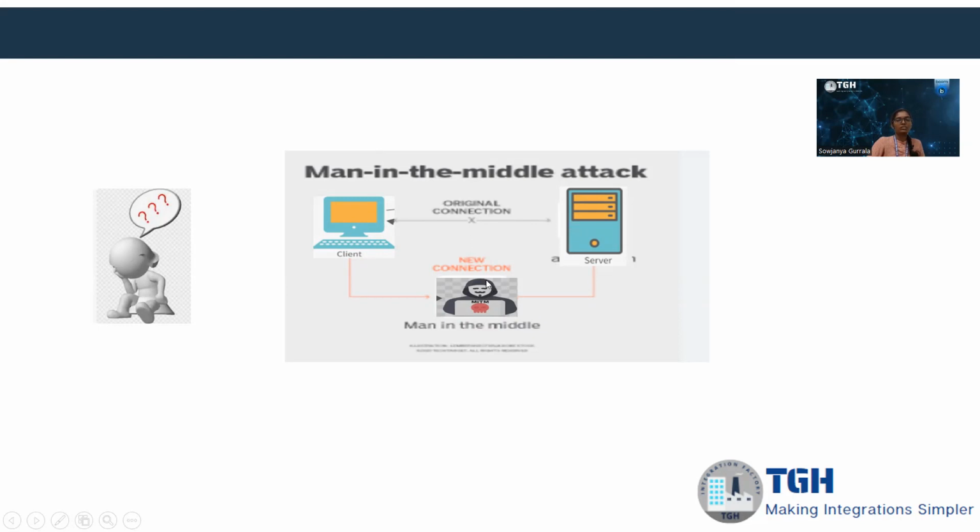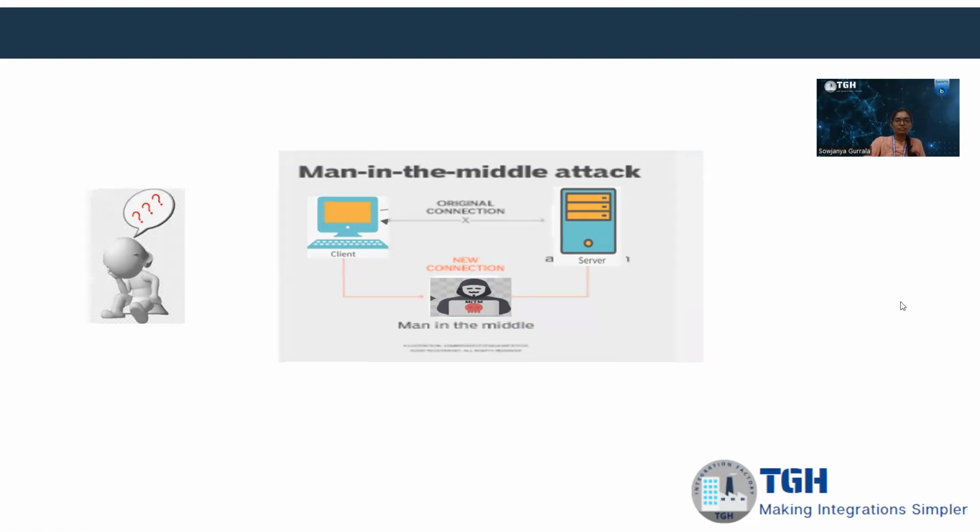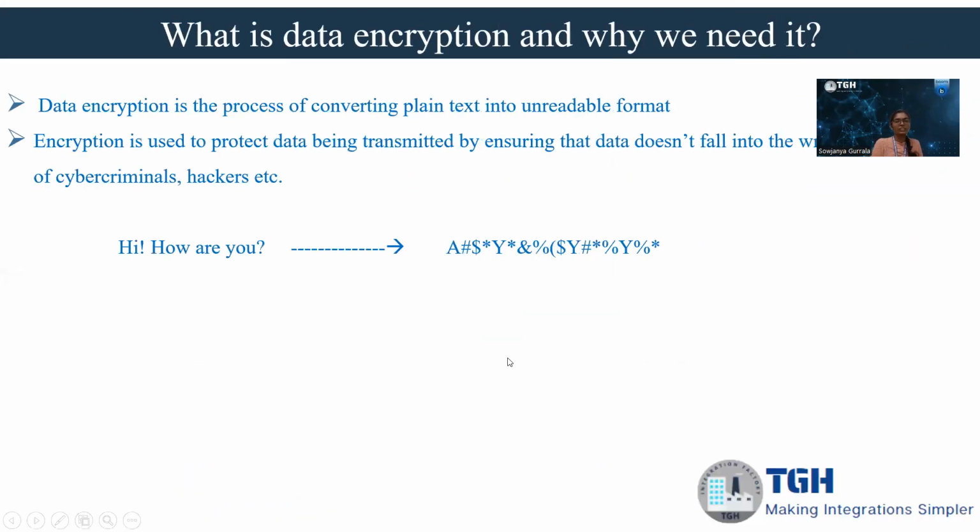There might be chances that hackers may intervene in the middle, get access to the data, and use that data for a wrong purpose. So it is a big problem. It is necessary to secure the data that is being transmitted over the internet. This is where data encryption came into the picture.